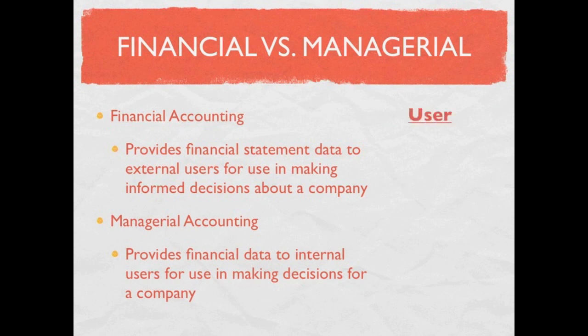So now we want to look at the users. We talked about a little bit of them a second ago. Financial accounting users would be creditors. That would be your bankers, people lending you money. The IRS, the government, and potential investors or current investors. And managerial accounting would be used by managers, again, to make decisions for a company.